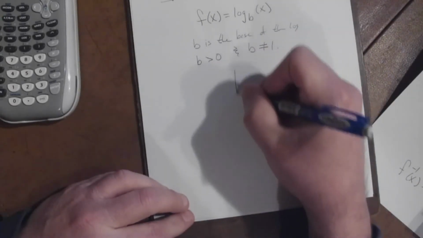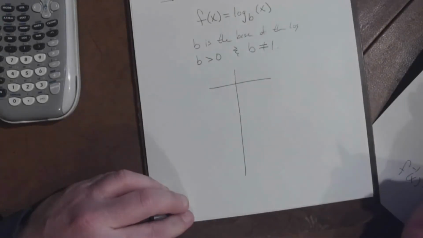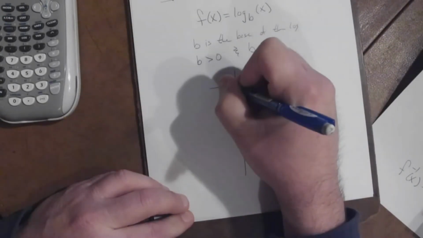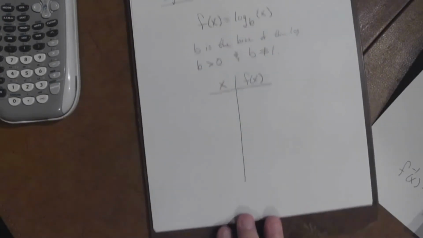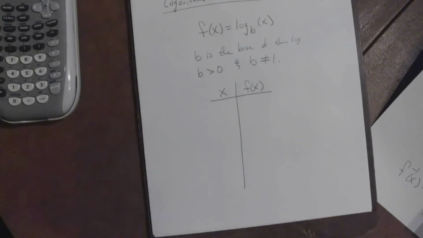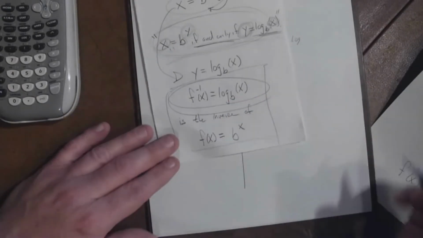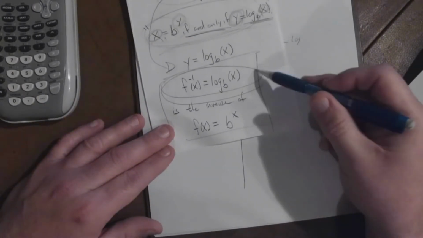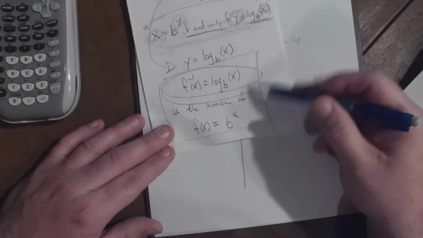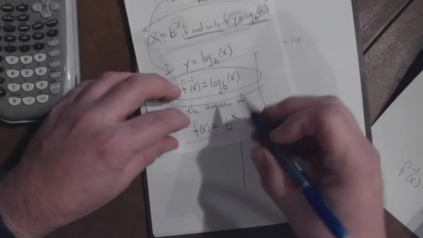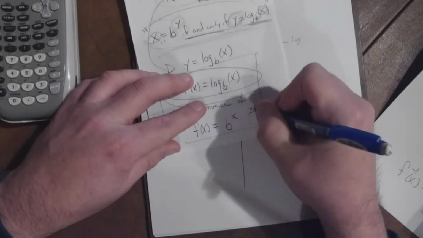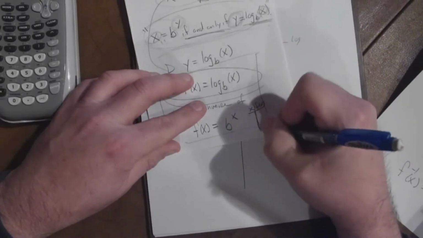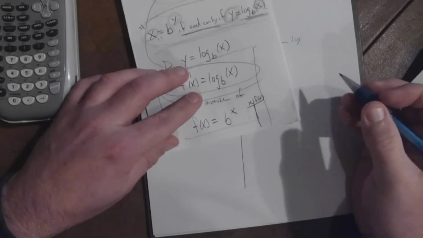Now, we could start to think about making a table of values for this logarithm in terms of what would be some common x and f of x values. And what we take note on, again, we go back to this idea that these two functions are inverses of each other. And this function b to the x, we knew that if we made a table of values for b to the x, that we would pass through a couple of common or easy to find points.